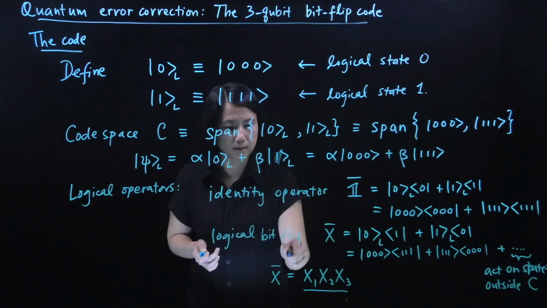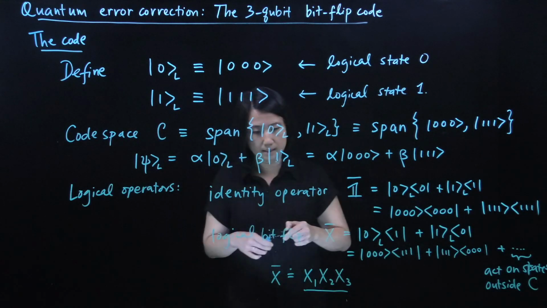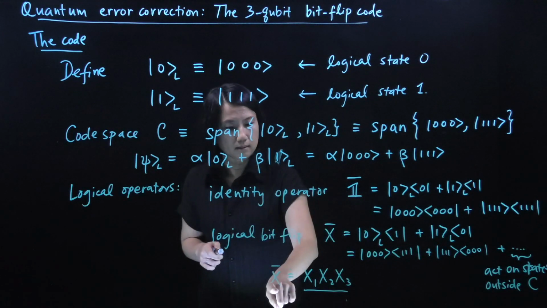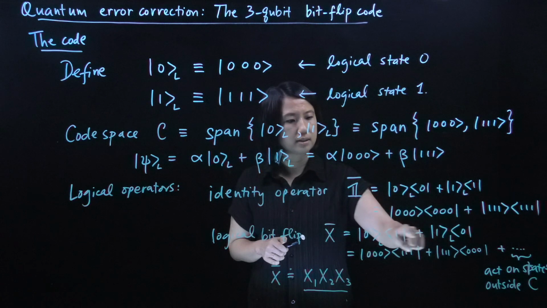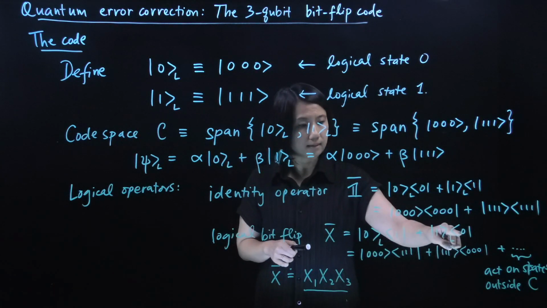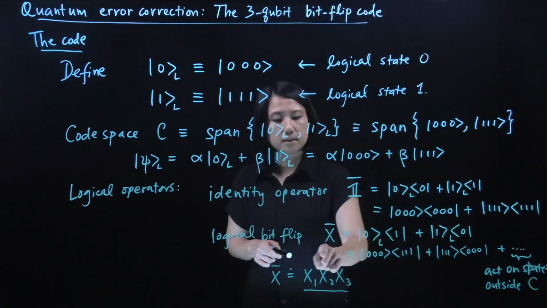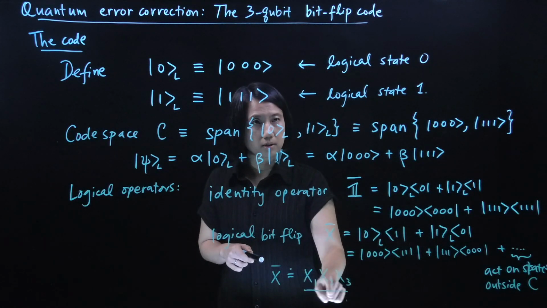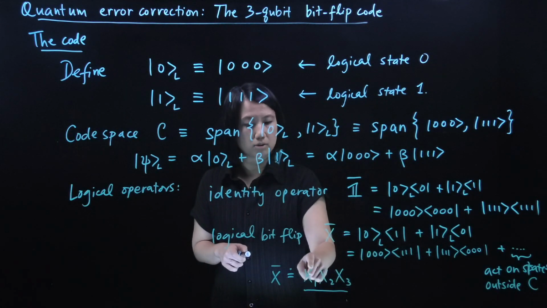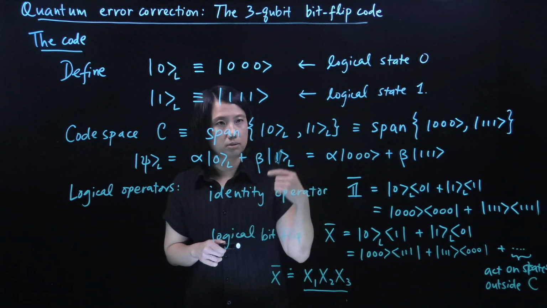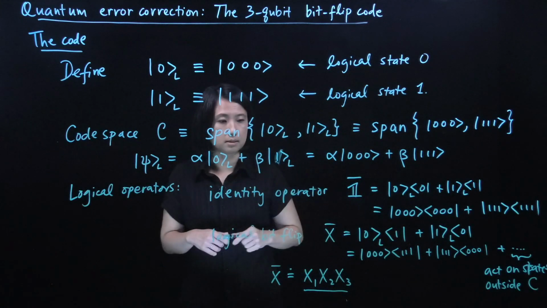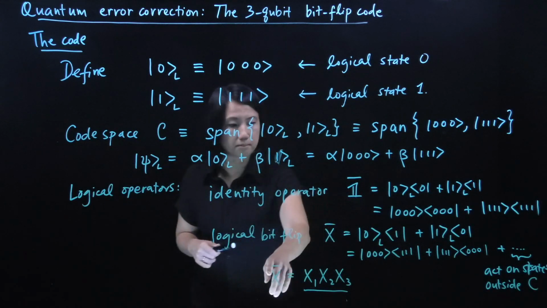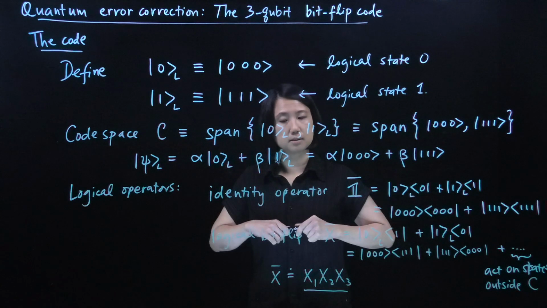Okay, so this is why I've added a dot here in the sense that there is one logical bit flip operator in terms of what it does to the states inside your code space. But there are many, many possible choices of the physical three-qubit operator that will give you the correct operation on the code space, but it does something else to states that are not actually inside the code space. Okay, so this is one particular choice only. You can actually write down several other ones.